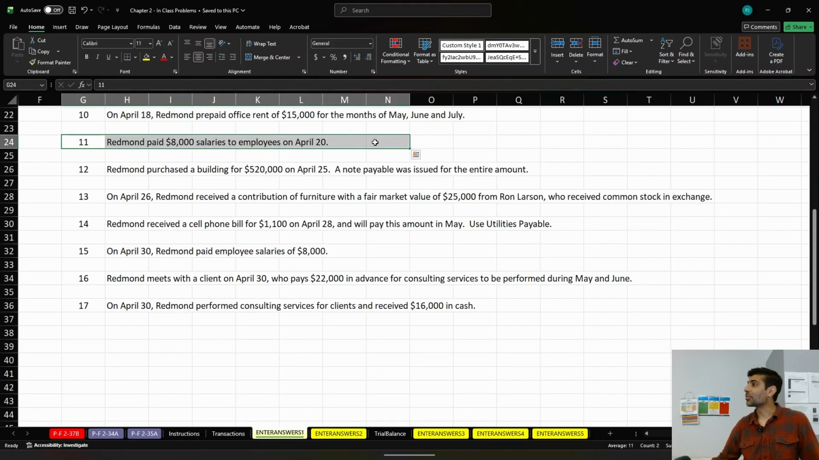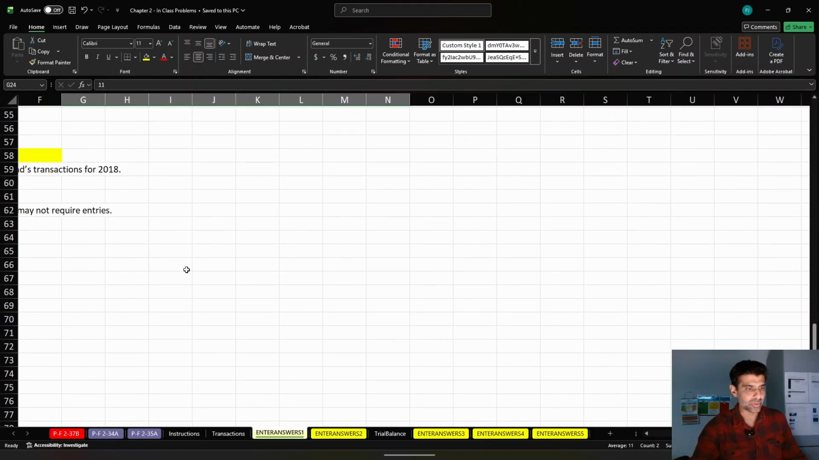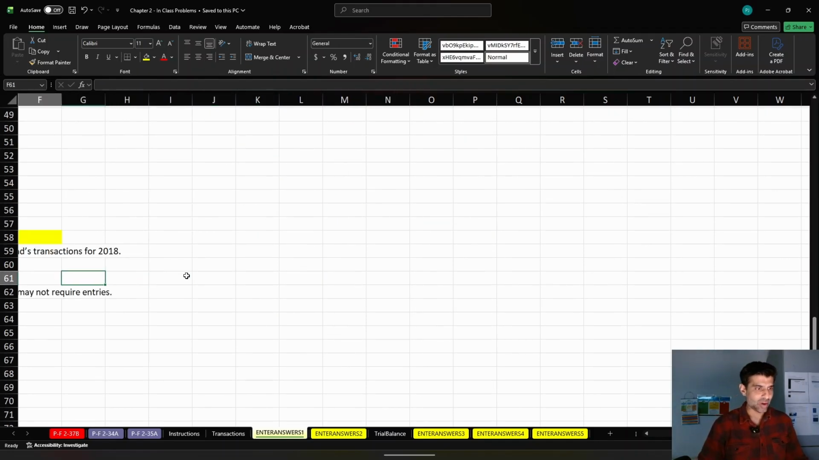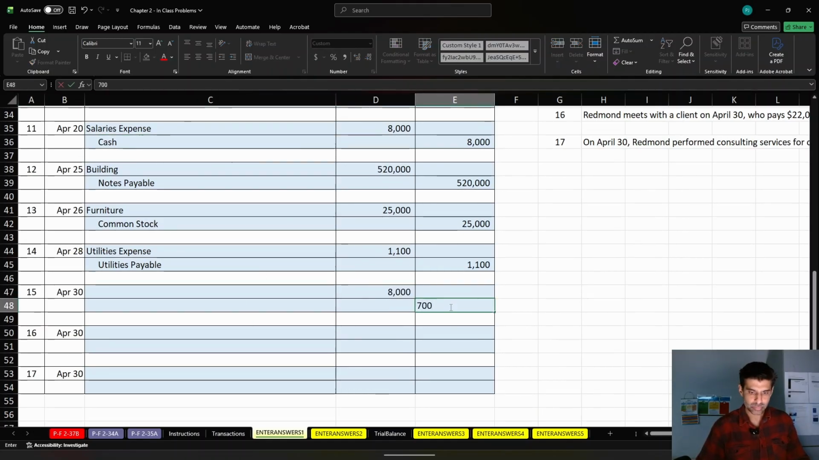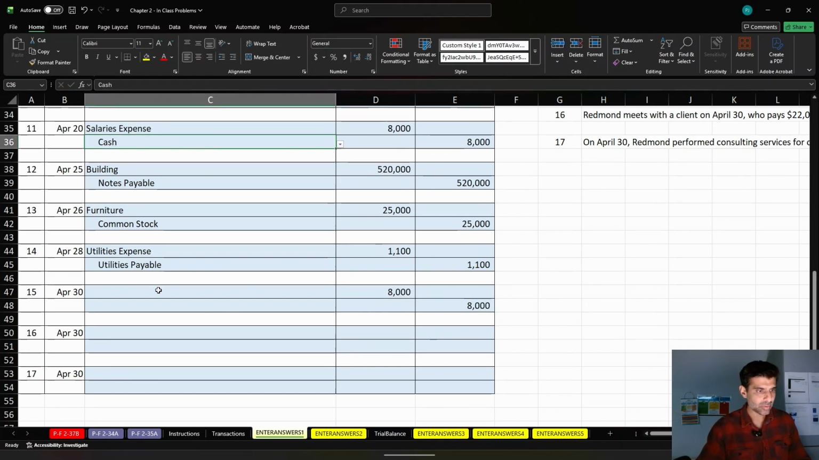Okay, so this transaction, number 15, is the same exact transaction as this one. Salary is an expense, and you're paying them. There's no liability here. You're actually paying them the cash. So I can just copy, or at least look back. Salary expense and cash, 8,000.